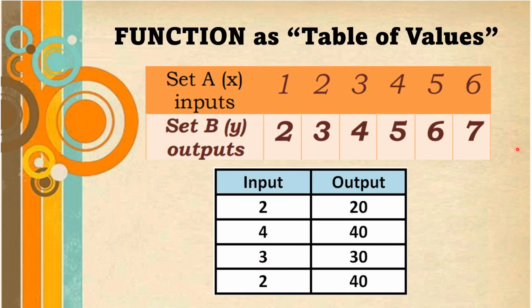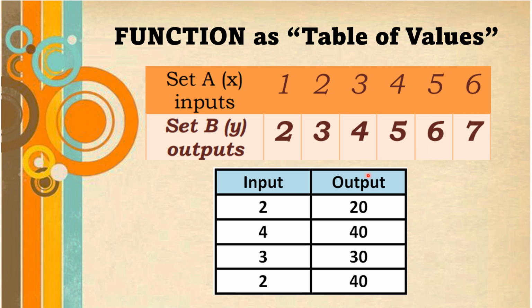Next, function as a table of values. We have here the first table: set A, the x variables, the inputs, and the second row, set B, the y values, the outputs. The first thing we need to do is look at the values in the inputs. We have 1, 2, 3, 4, 5, and 6. As you can see, no numbers are repeated. Therefore, this table of values is a function.